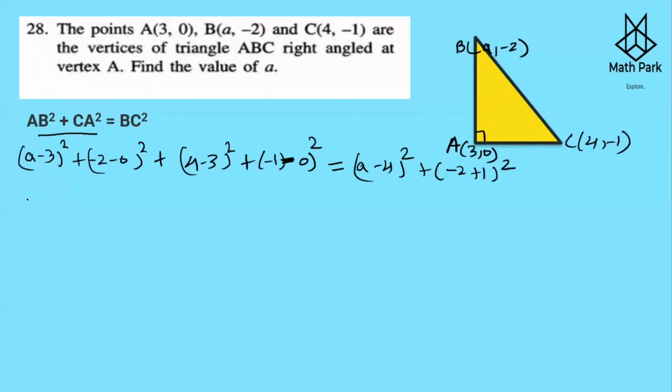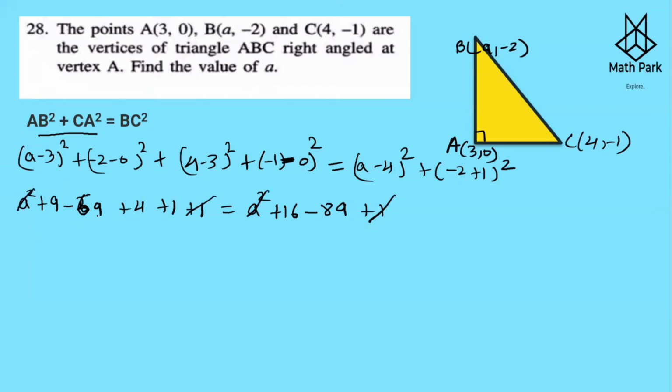Let us simplify. A minus 3 the whole square is a square plus 9 minus 2ab becomes minus 6a. Minus 2 square is plus 4. 4 minus 3, 1 square is plus 1. Minus 1 square is again 1, which is equal to a minus 4 the whole square, which is a square plus 4 square, which is 16, and minus 2ab, so it becomes minus 8a. And minus 2 plus 1 is minus 1, square is 1 again. So this 1 and 1 cancel. A square and a square will get cancelled.